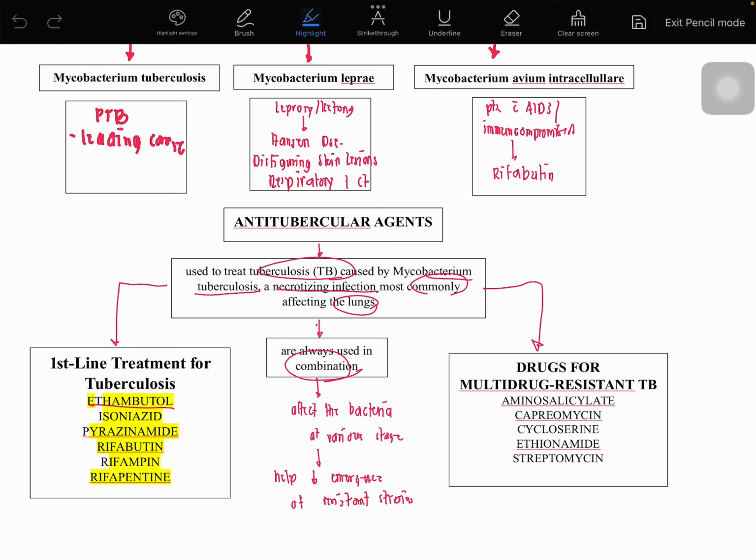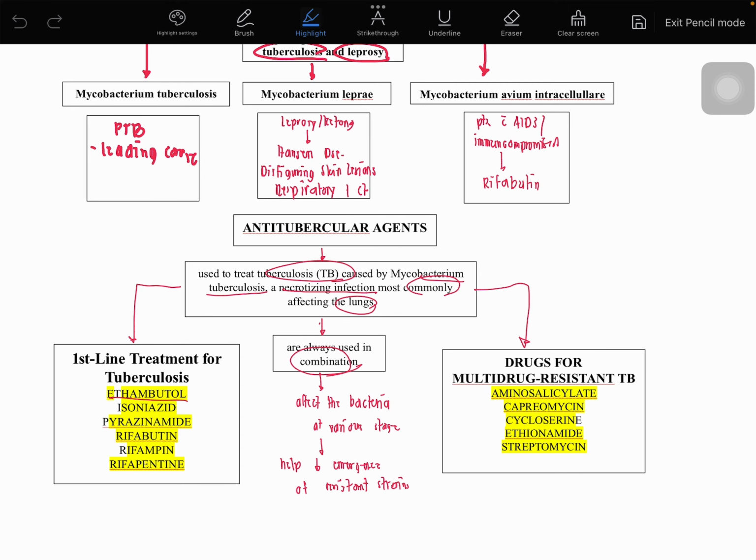However, with your drugs for multi-drug resistant TB naman po, ibig sabihin, hindi na po nagiging effective yung ating TB drugs, yung ating mga first line treatments for TB, or they are not already effective against this agent. Okay, so ano yung mga yon? We have your aminosalicylate, your capreomycin, your cycloserine, and your ethionamide, and of course we have your streptomycin. So most of these are actually antibiotics. Okay, but then ang focus lang po natin is the first line treatment of your tuberculosis.